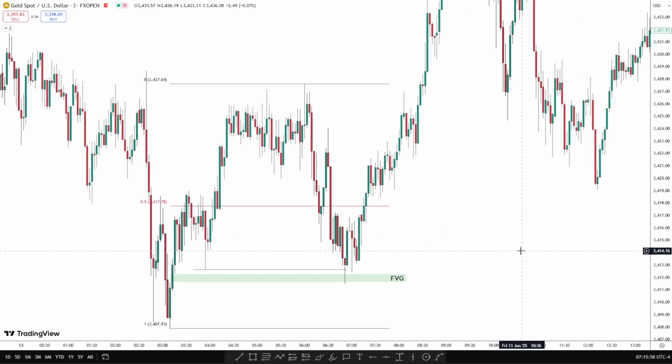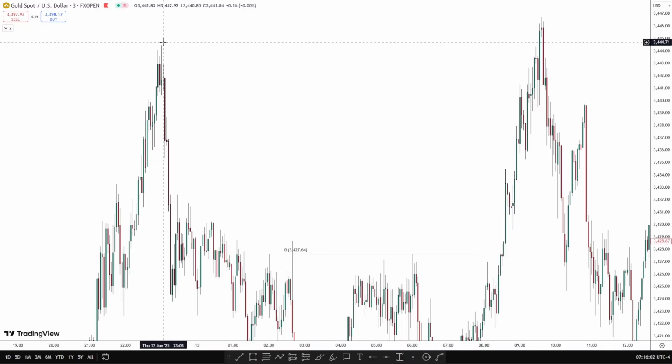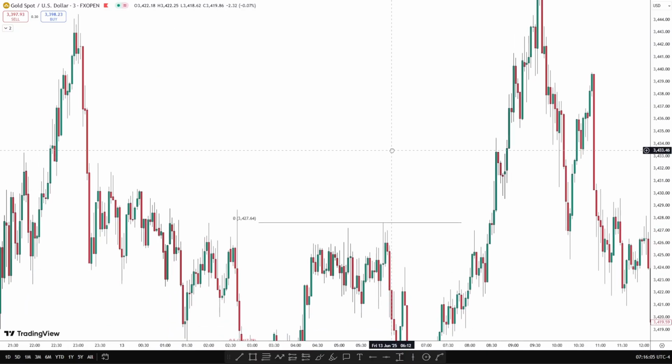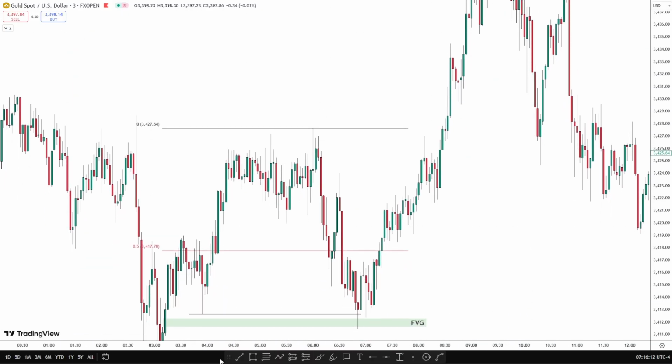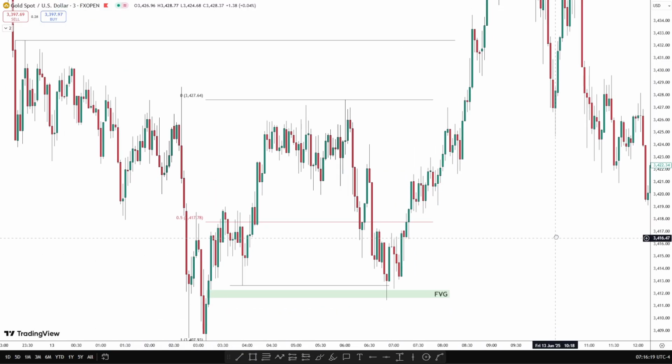Where could our next draws be? Our next draws could be price taking out all this low resistance liquidity here and seeking out this high. Now, me personally, I wouldn't have targeted this high of the range. I would have simply been targeting a raid on this low resistance liquidity and then price to take out these equal highs here. Now, what do we get?